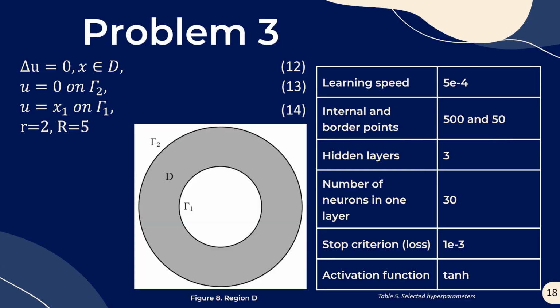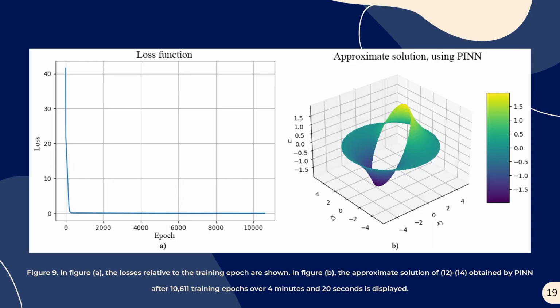The last is the Dirichlet problem in a doubly connected region with Dirichlet conditions. Here we have 3 layers with 30 neurons each. On each boundary 50 nodes were chosen and 500 internal nodes were chosen for training. Here we can see the loss function for the problem and the approximate solution of it, obtained after about 10,500 epochs over 4 minutes and 20 seconds.